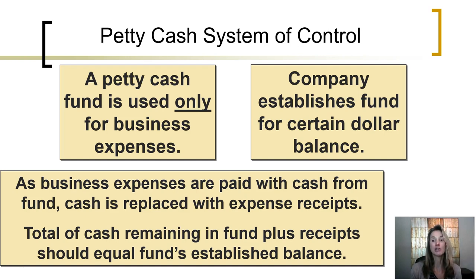Companies will establish a certain dollar balance, and that is the amount that the fund is established for. As business expenses are paid with cash from the fund, the cash is coming out of the lockbox, and it is replaced with expense receipts to document what the cash was removed to pay for. At any given time, the total dollar amount of cash remaining in the petty cash fund, plus any receipts for expenses that are also in there, should equal the fund's established balance.